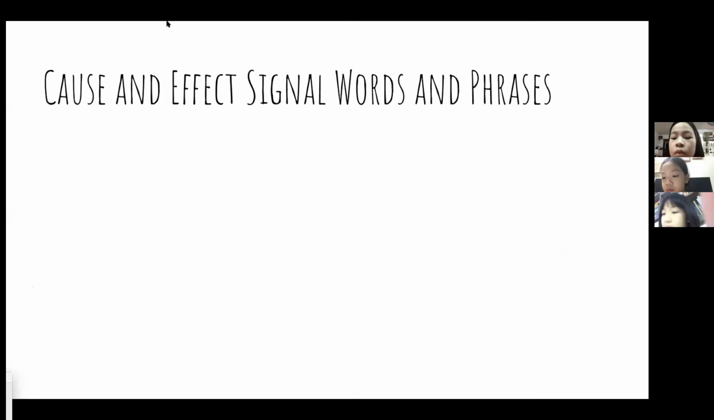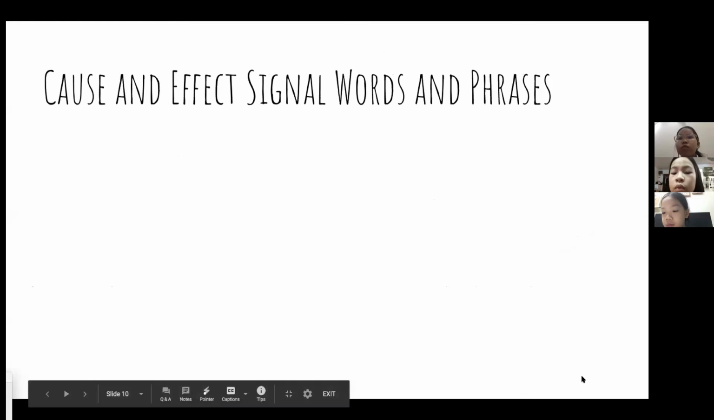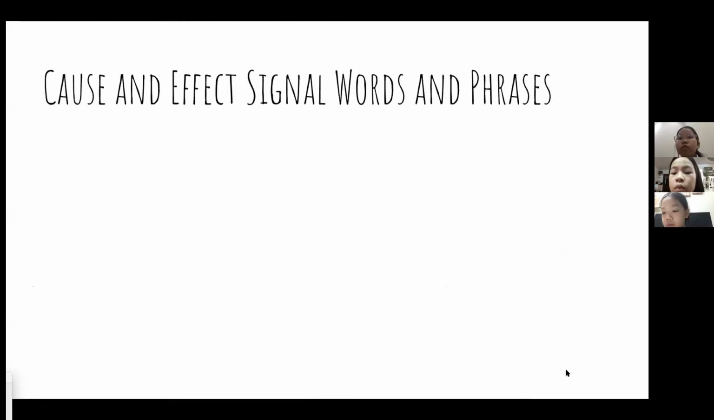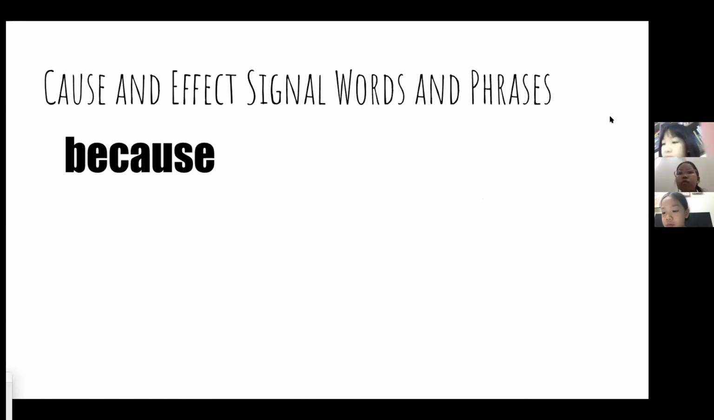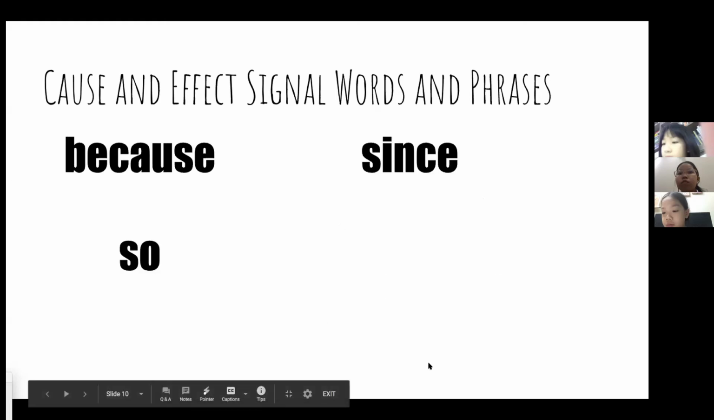Let's talk about cause and effect signal words and phrases. When we are writing about cause and effect relationships, we have special words that tell readers that we are talking about cause and its effects. Does anyone know what the cause and effect signal word is? Sarah, can you tell me one of them? Because is the first cause and effect word we have. Do you know any cause and effect signal words or phrases? So. Okay, so, very good.